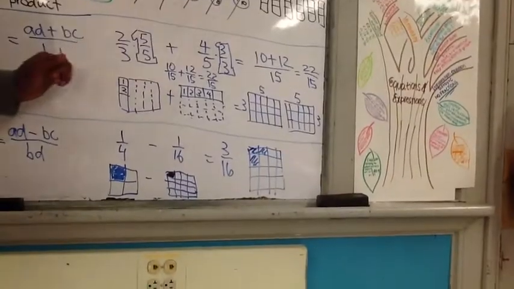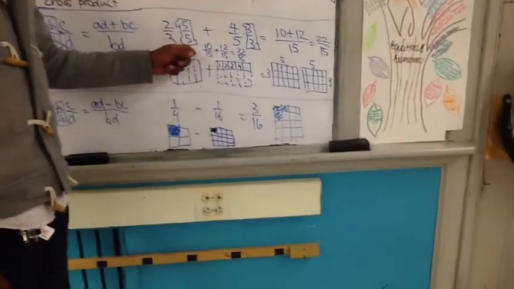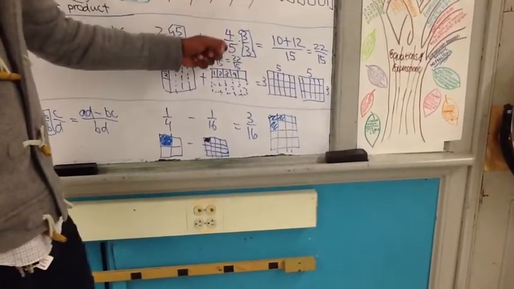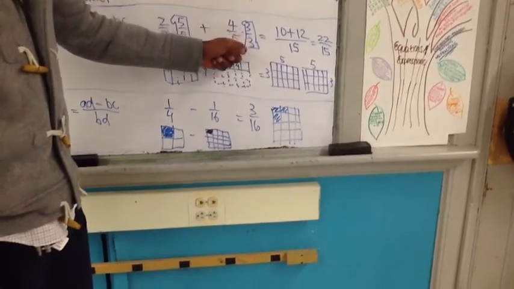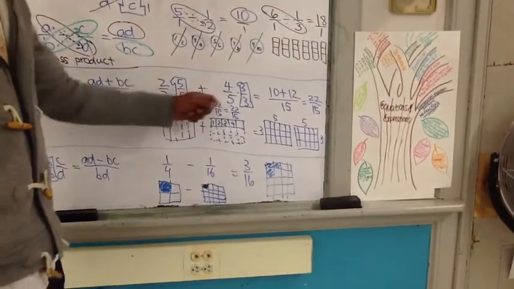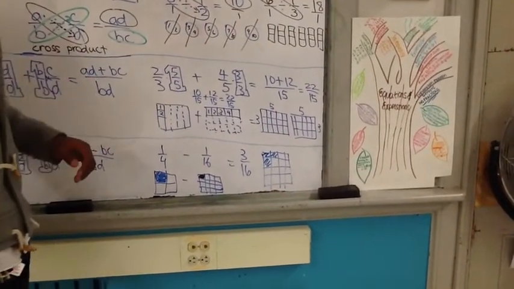Now, a student who can already add fractions will probably say something like, if I multiply 2/3 by 5 over 5, I get a fraction over 15, which is 10 over 15. And if I multiply 4/5 by 3 over 3, I get 12 over 15. And when I add those two things, I get 22 over 15. But what's really happening here?